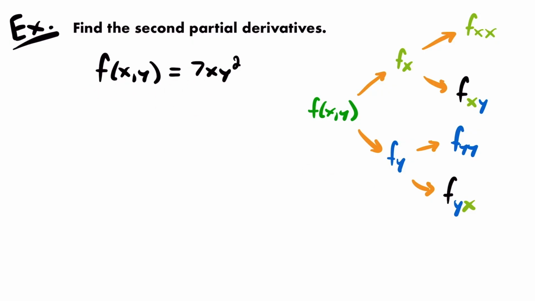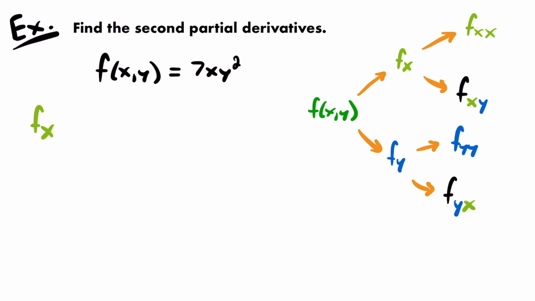To begin, we do want to find fx and fy, the first partial derivatives. So let's find those first, beginning with fx. We want to take a partial derivative of this multivariable function with respect to x. And so that means that we will treat y as a constant. So for this function, 7x times y squared, this y squared would just be a constant.